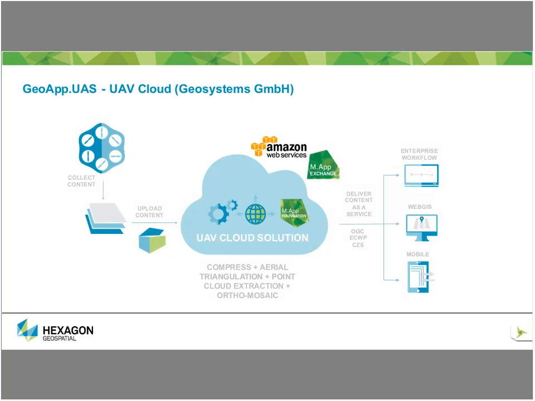So from data collection, typical workflow, we upload using MapChest. You can see here the UAV cloud solution runs on Amazon Web Services. This is the hosting platform for the Map Foundation. And like MapChest, the Geo.App.UAS is now available through our online marketplace, the Map Exchange. And once processed, again, using MapChest to deliver content as a service.